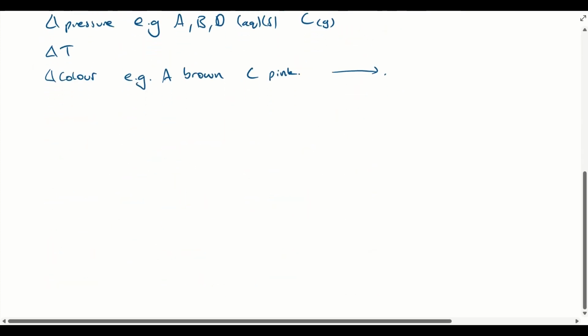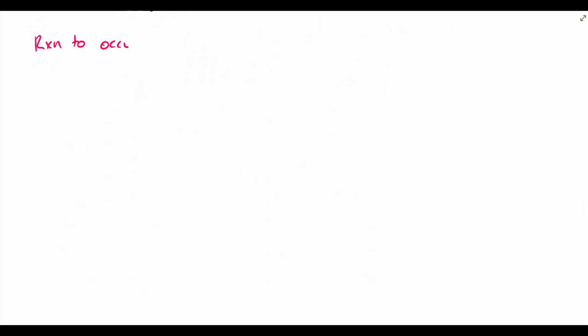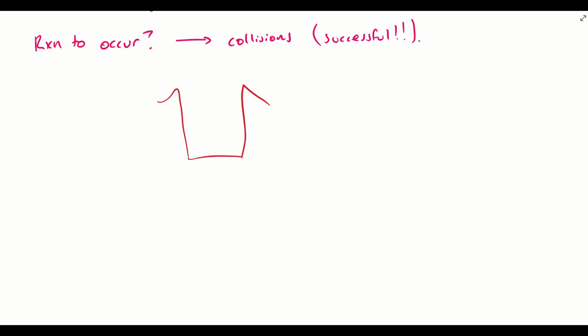But what actually causes a reaction to occur? We need to understand this idea now of the collision theory. For a reaction to occur, we need collisions. And not just collisions, they have to be successful collisions. So let's see what we mean by that. Let's say we've got our reaction vessel here. It's happening in a beaker, and we have our reactants here in R, all floating around in this beaker.